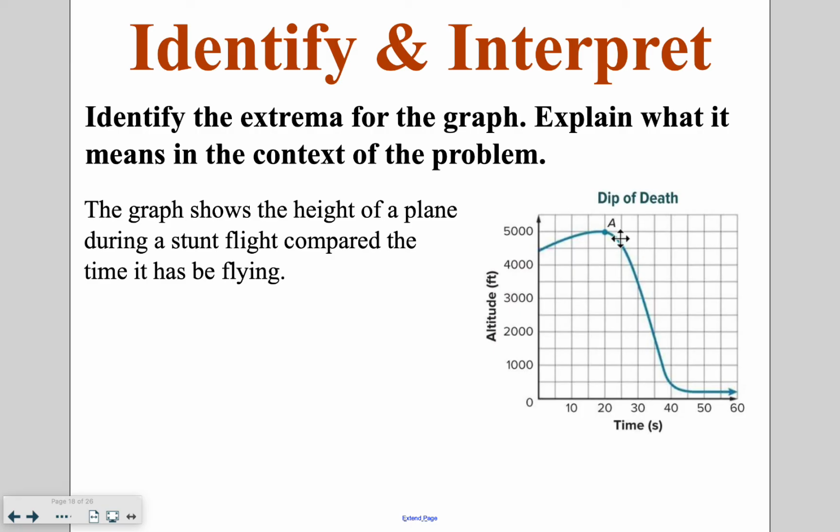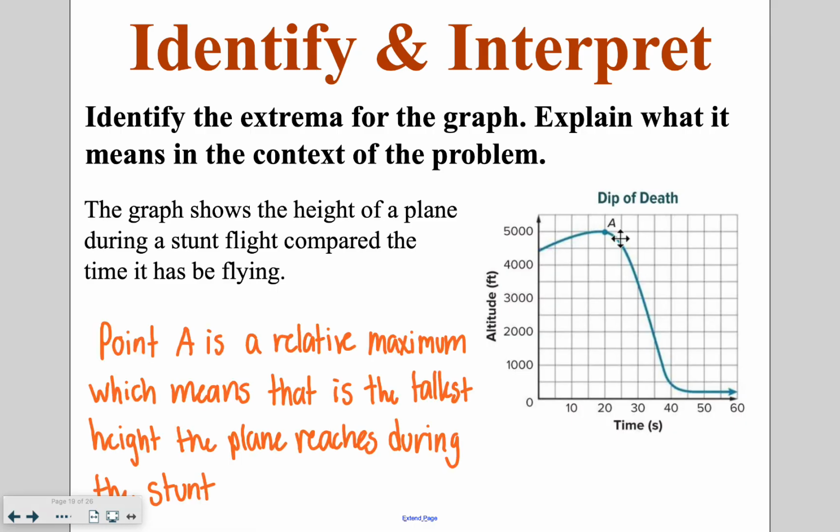Go ahead and find and interpret this extreme value on your own. In this case, point A is once again a relative maximum, and that means it is the tallest height of the plane during the particular stunt that they are flying.